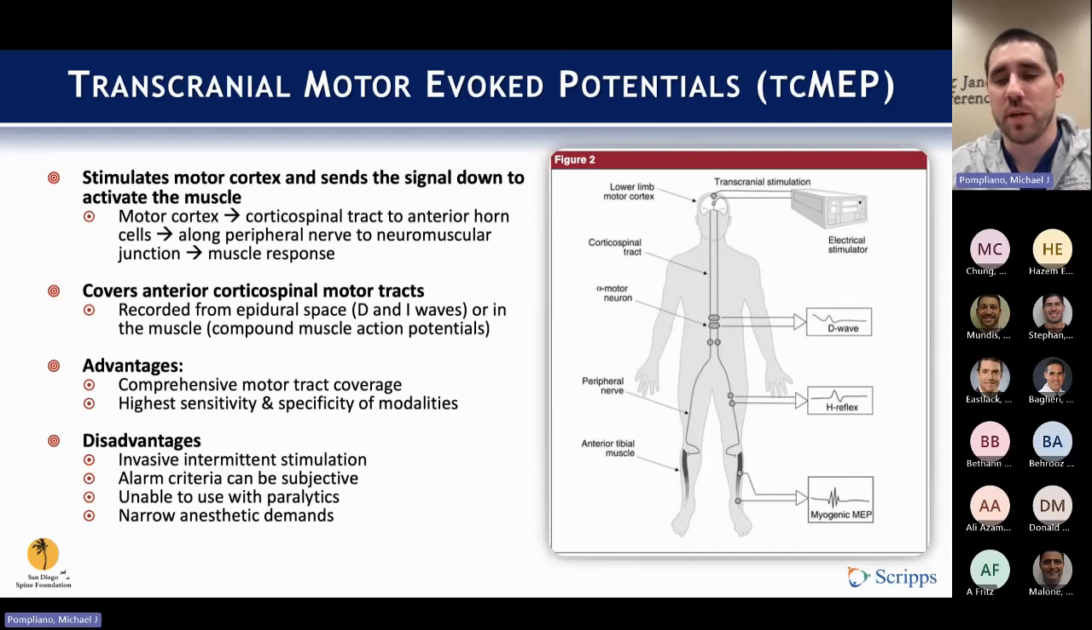So in the epidural space, you get either D or I waves, and then at the muscle, which is typically the most preferred method, you get compound muscle action potentials. The advantage is you get a comprehensive motor tract coverage. It's the highest sensitivity and specificity of modalities in most studies. However, it does require invasive intermittent stimulation, so that's the twitching intraoperatively. There is subjective alarm criteria we'll talk about, and you're unable to use it with paralytics as a result of no longer being able to test the muscles. There's also pretty significant narrow anesthetic demands.